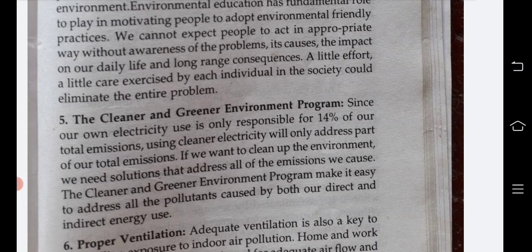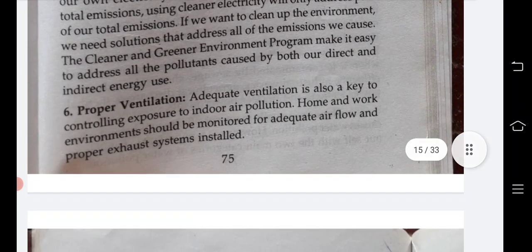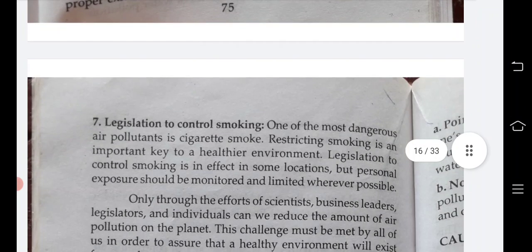So with the electricity which we use, each and every one of us should cut down the number of pollutants which we are creating. Proper ventilation. Adequate ventilation is also a key to controlling exposure to indoor pollution. If there is good ventilation at our workplace, at our office, at our homes and all, that will lead to a better condition of air within the rooms.